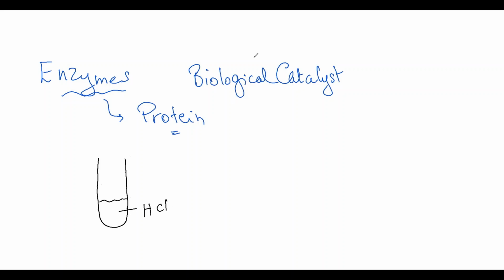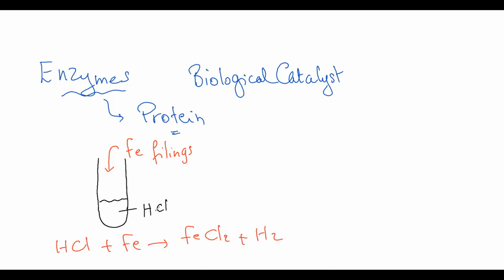Dilute, concentrated, whatever, but dilute usually. And then I add here some iron filings, which are small chips of iron. I'm going to add them. There must be a chemical reaction where the HCl is going to react with the iron to give me ferrous chloride with hydrogen. This is the chemical reaction that will happen.